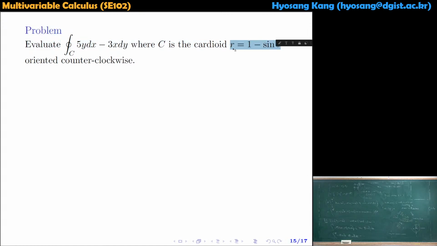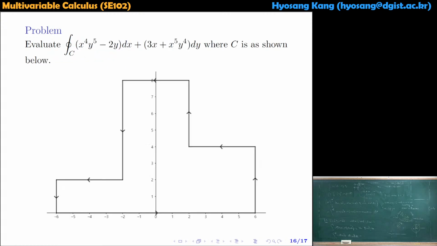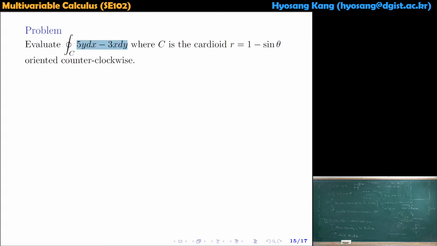So we can take r to be 1 minus sine theta, and the x coordinate is multiplying cosine theta, and the y coordinate is multiplying sine theta. Then plug that in here, and run theta from 0 to 2 pi, and you get the line integral. So let's do this. Are there any other problems? Okay, well, let's do this one.